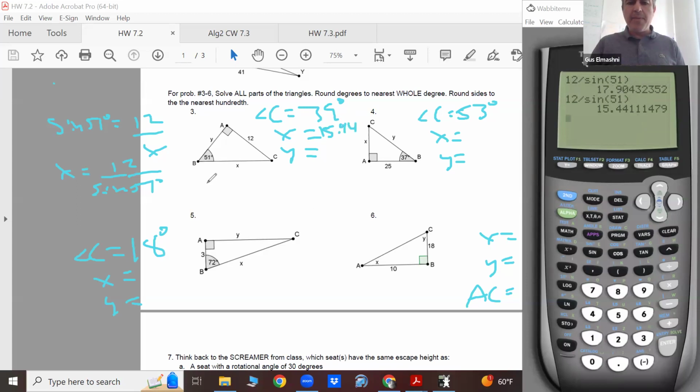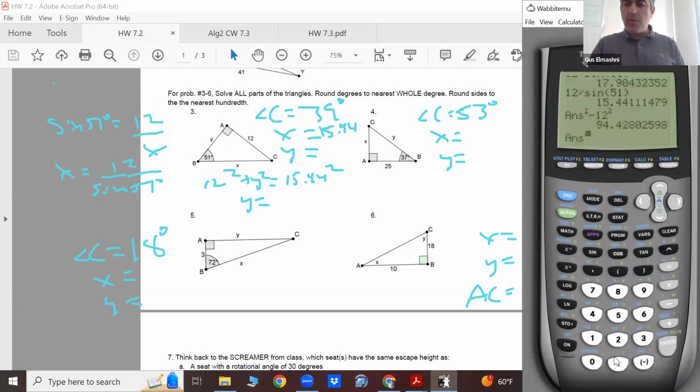To find y, you could do the Pythagorean theorem. You could do 12 squared plus y squared equals 15.44 squared. Once all cleaned up, I'm going to do 15.44 squared minus 12 squared. Oh goodness, let's clear that. Okay, much better now. And then root it. When you root something, you could raise it to the 0.5 power. It's the same thing. I get 9.72. You guys get that? We're good? Good.